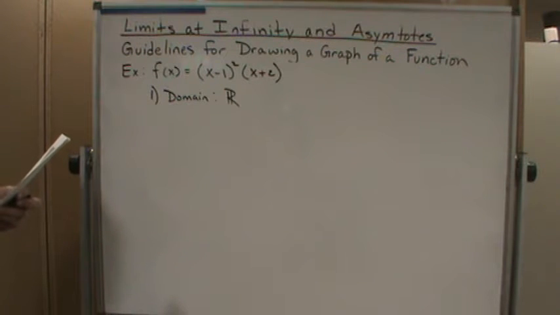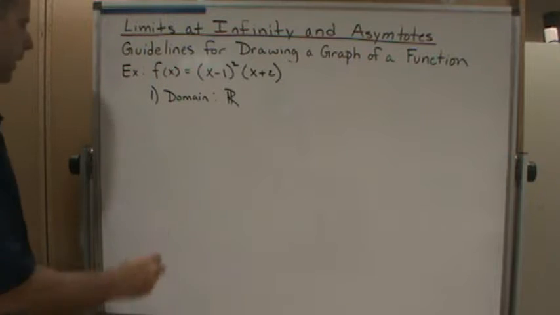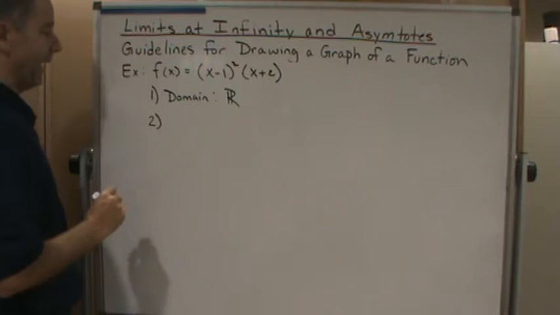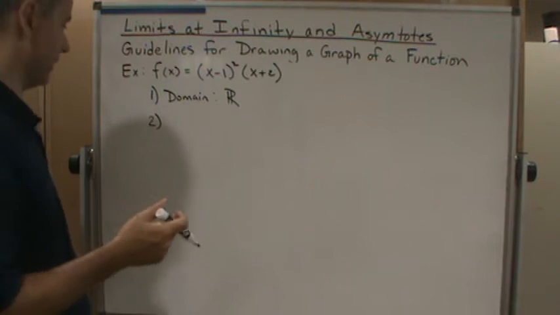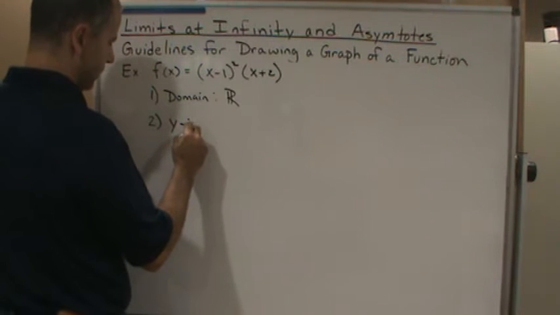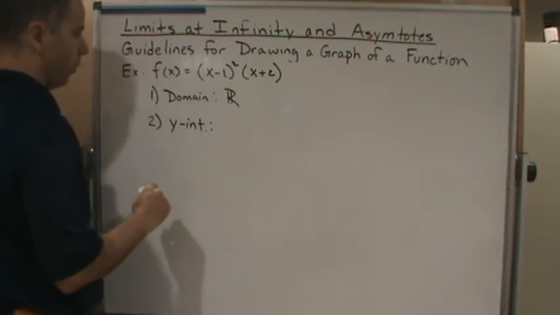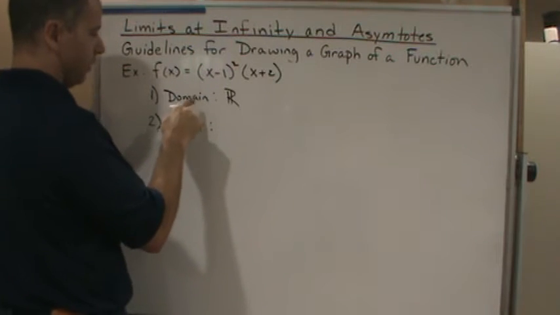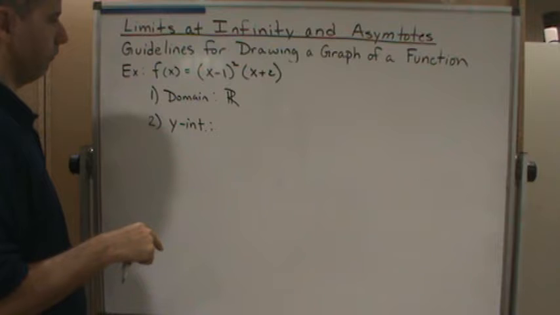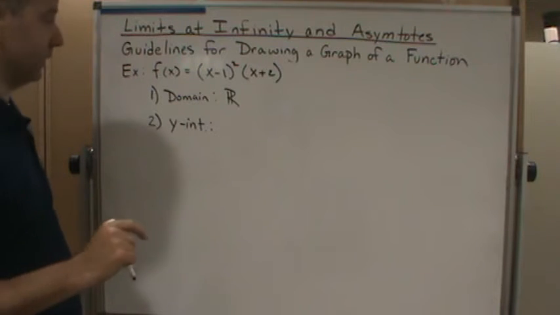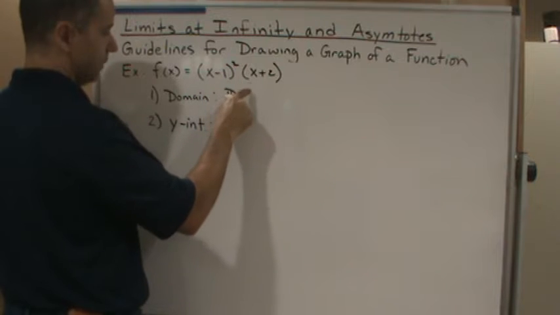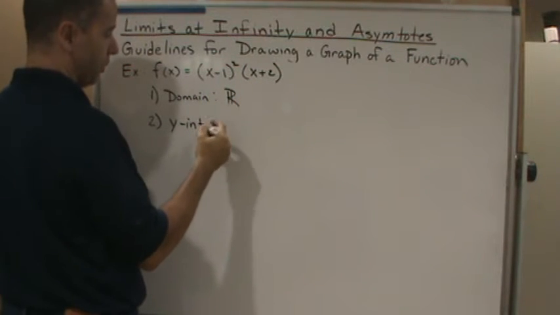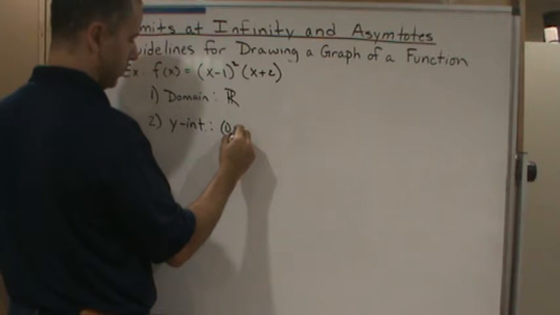Then step 2, we want to find the x and y intercepts. The x-intercept is where y is 0. The y-intercept is where x is 0. The y-intercept is the easier of the two. It's the point where it crosses the y-axis, so that happens when x is 0. If x is 0, you get negative 1 squared, which is positive 1, and here you get 2, so it's going to be 0, comma 2.